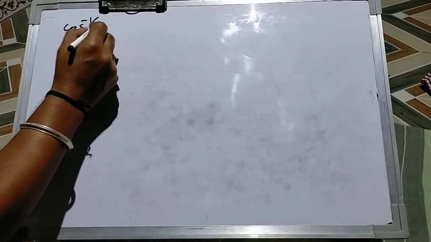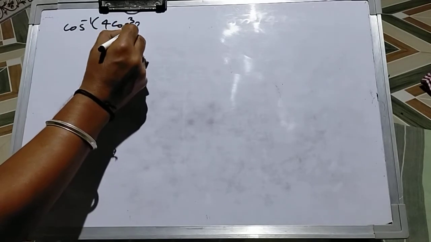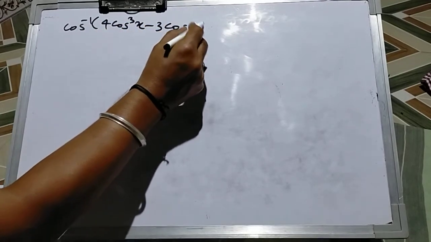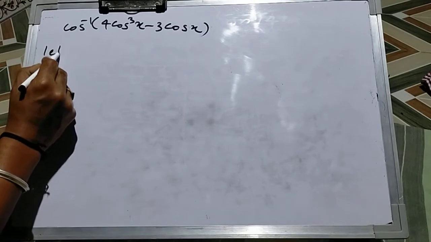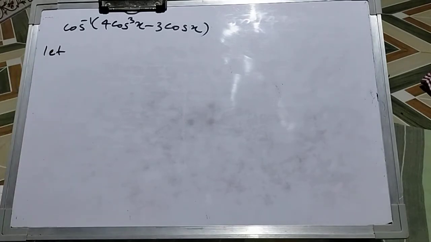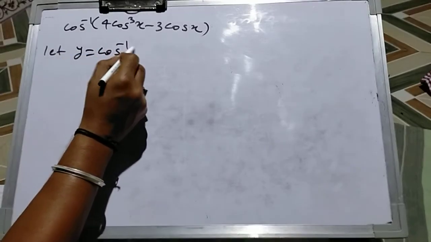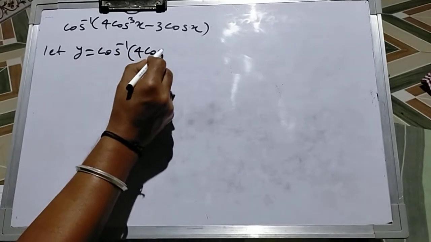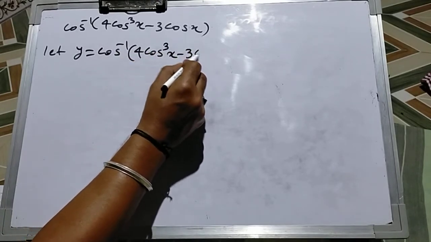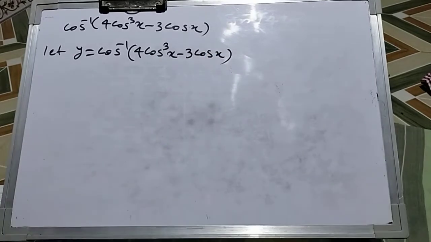Examples of inverse trigonometric function. So find the derivative of cos inverse of 4 cos cube x minus 3 cos x. So for the derivative of this cos inverse of 4 cos cube x minus 3 cos x, let y is equals to cos inverse of 4 cos cube x minus 3 cos x.